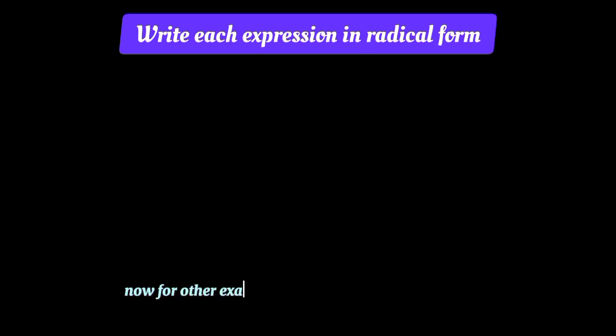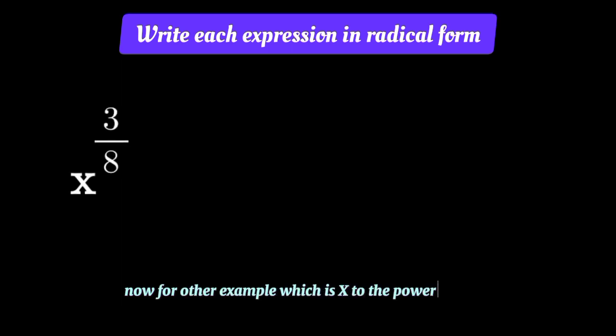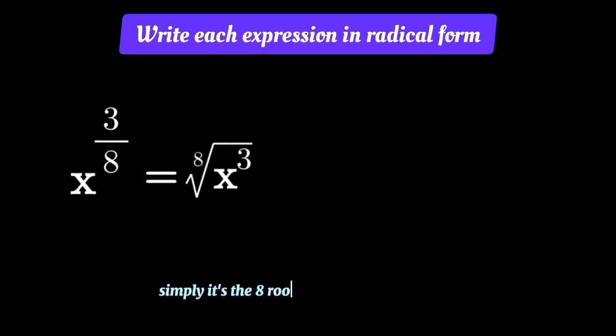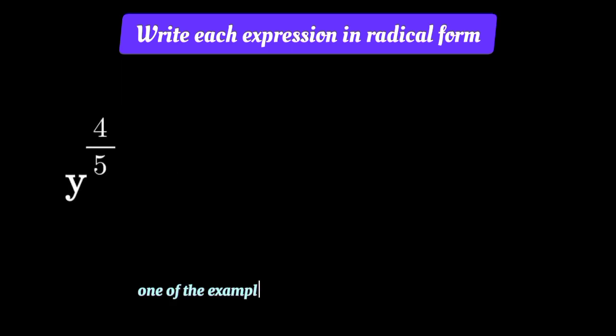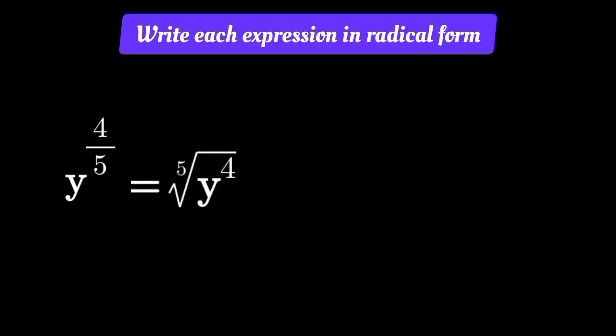Now, for another example, which is x to the power 3 over 8. Since 8 is the denominator in the fraction, we can say 8 is our index number. So our answer here is simply the 8th root of x to the power 3. For another example, which is y to the power 4 over 5, since 5 is the index number, the answer here is simply the fifth root of y to the power 4.